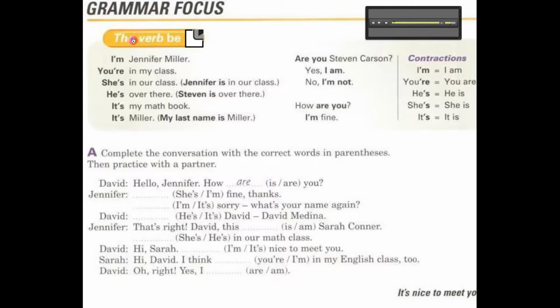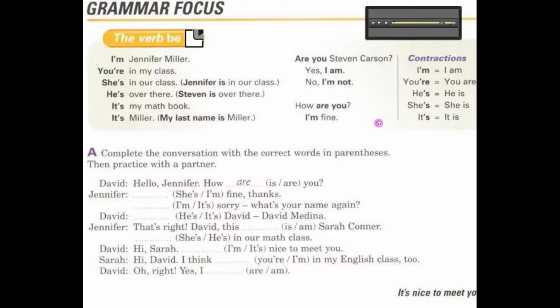The grammar will discuss the verb be. So there are be as the verb. Look at the cursor here. Am, are, and also is. Okay, am, are, and is.